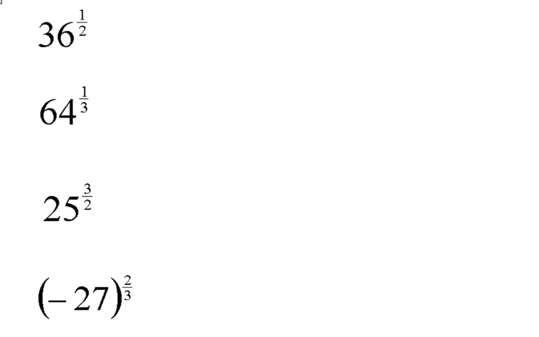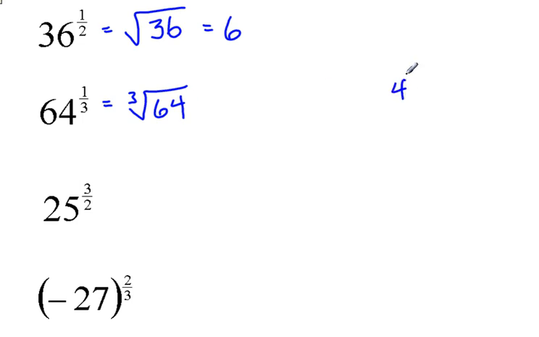All right, welcome back. So what we're going to be starting with is 36 to the 1/2. The 1/2 power means the square root of 36, because 2 is a root and a power of 1 doesn't change anything, so that's simply 6. In this next one, our root is a third root, or a cube root, of 64. And of course, I know that 4 cubed equals 64. Therefore, my answer here is 4, because 4 to the third gives me 64.